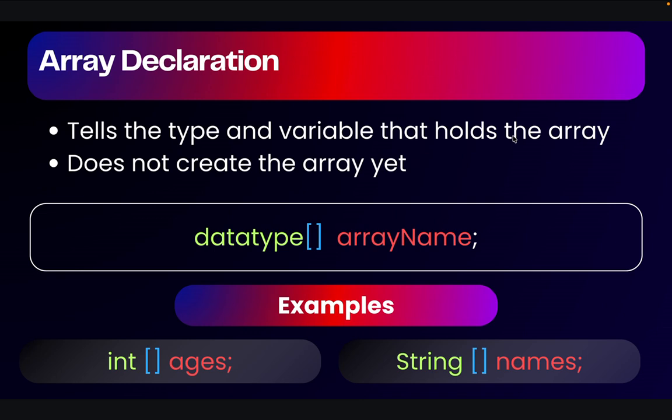So if you take a look, this is how you would create it. Now, first you would mention your data type, followed by empty brackets, and then you give it the array name. So if you take a look at the examples, we have our data type, followed by our empty brackets, and then we gave it an array name. So in this case, we have int ages, which means we will have an array named ages, and then the next example, we have string names, which means we have an array called names. Ages is going to hold integers only, and names is going to hold strings only. And that is basically how you would declare an array.